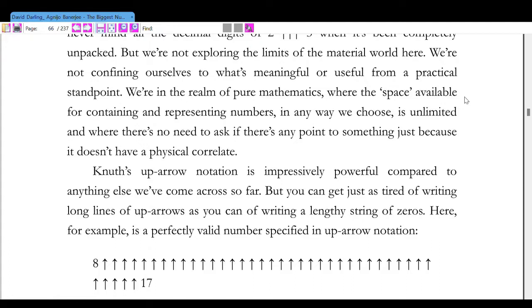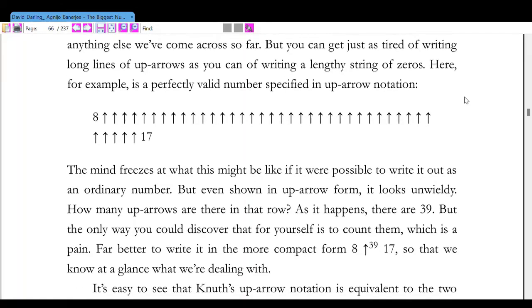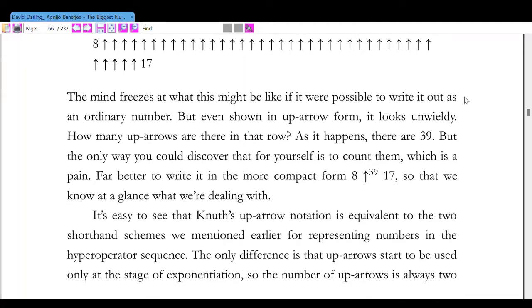Knuth's up arrow notation is impressively powerful compared to anything else we've come across so far, but you can get just as tired of writing long lines of arrows as you can of writing a lengthy string of zeros. Here, for example, is a perfectly valid number specified in up arrow notation. The mind freezes at what this might be, like if it were possible to write out as an ordinary number. But even so, in up arrow form, it looks unwieldy.